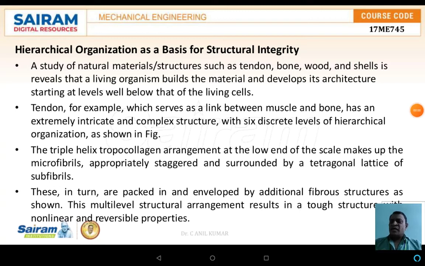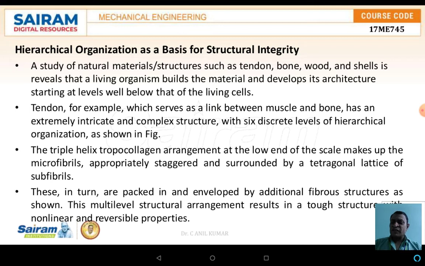Hello everyone. In this session, we are discussing the basic structural integrity as well as the adaptability. A study of natural materials and structures such as tendon, bone, wood, and shells reveals that the living organism builds the material and develops its architecture starting from a level well below that of the living cell.